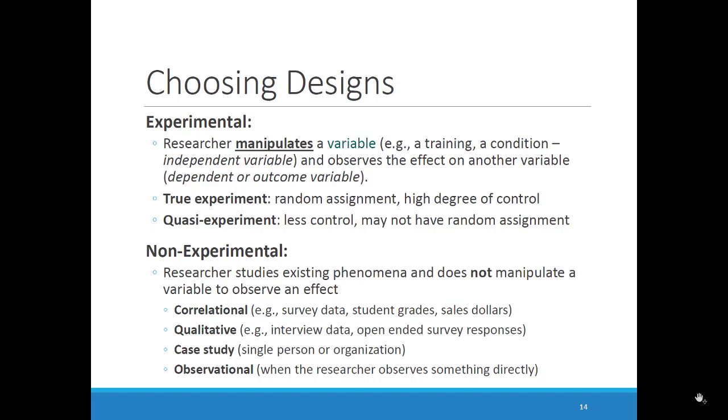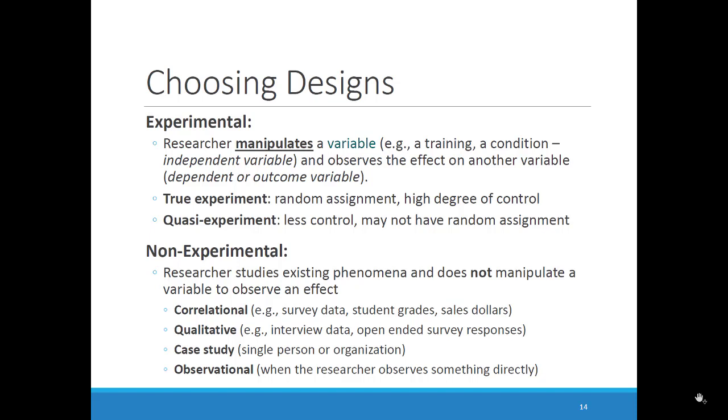A quasi-experiment has less control and may not have random assignment. So a quasi-experiment still has a manipulation. So you're still giving some people a training or a condition or something and others you aren't, for instance. So you're still manipulating something, but you may not have random assignment.